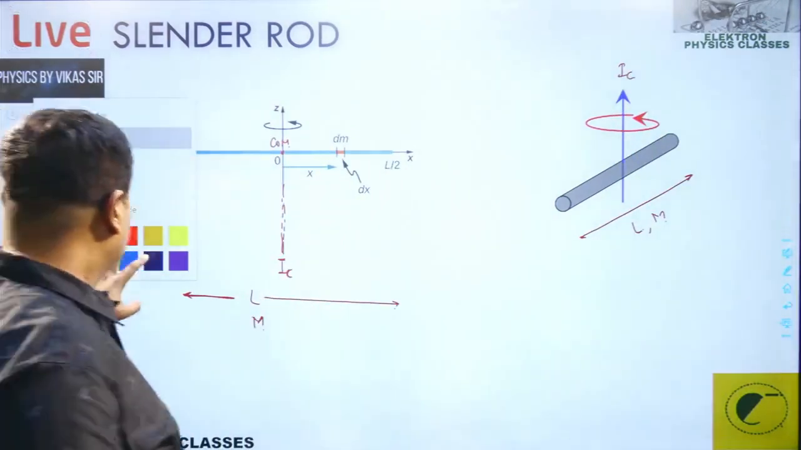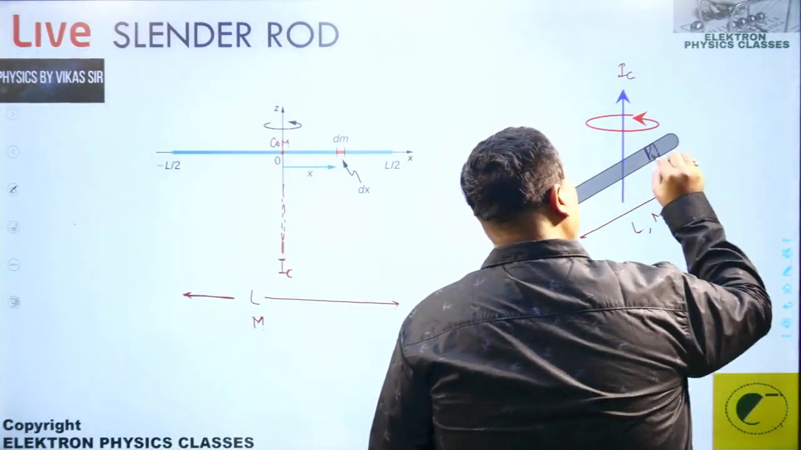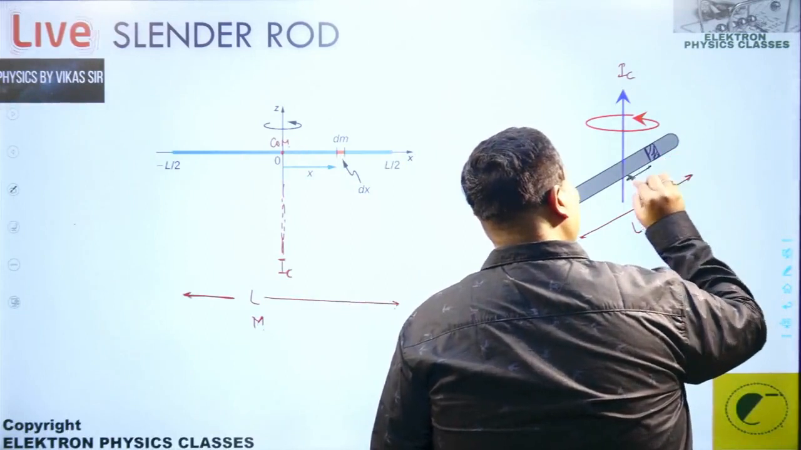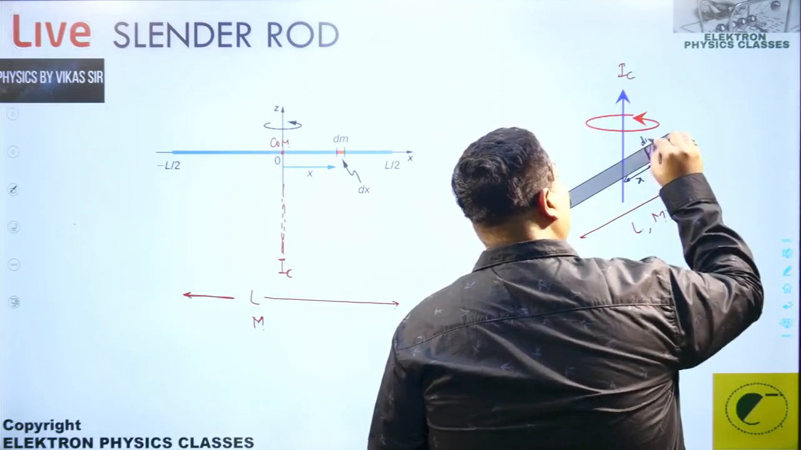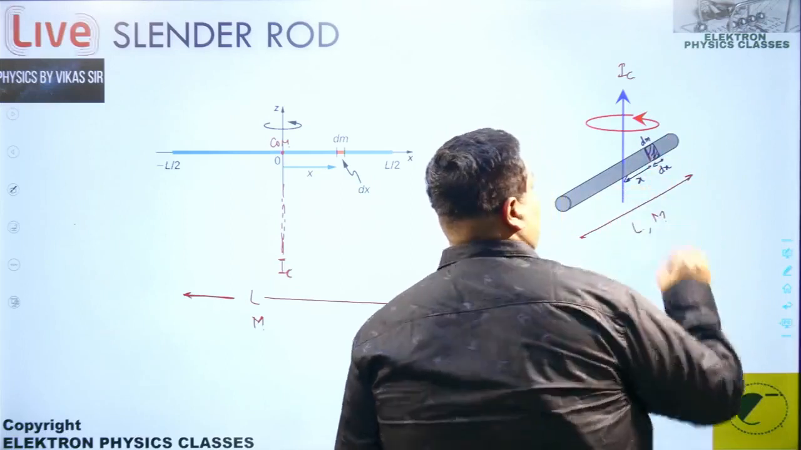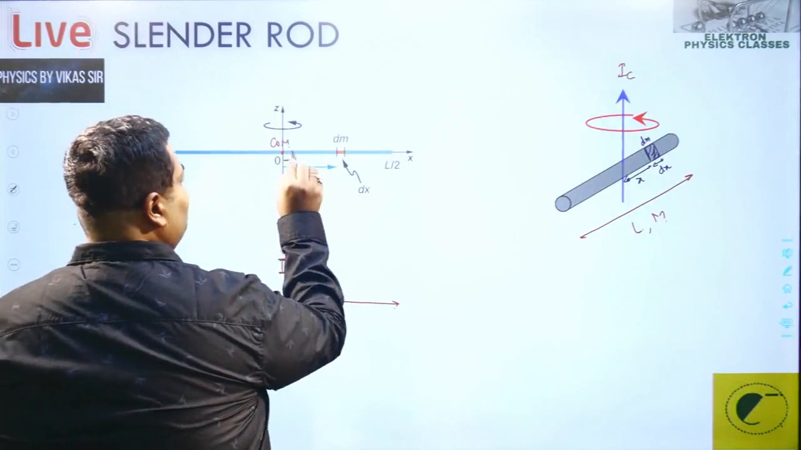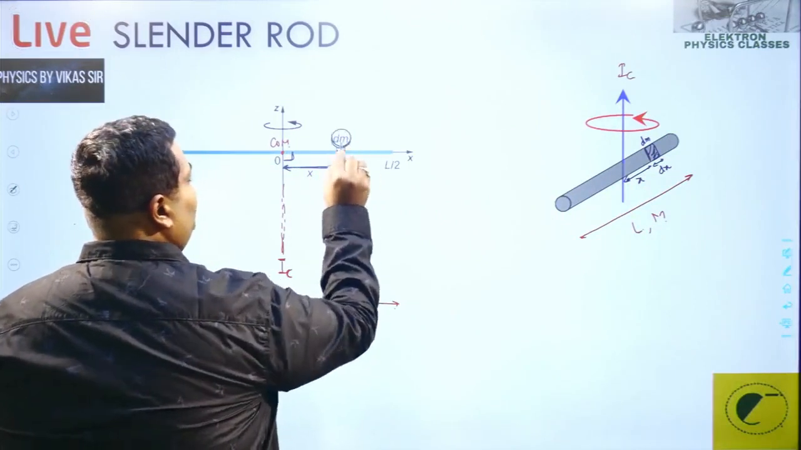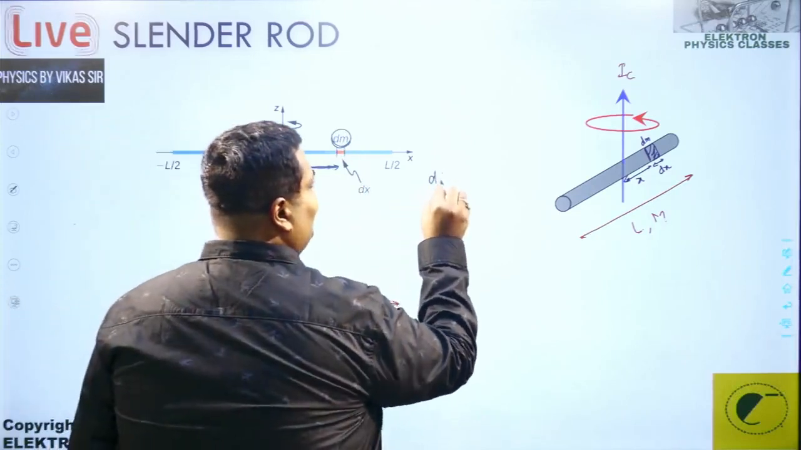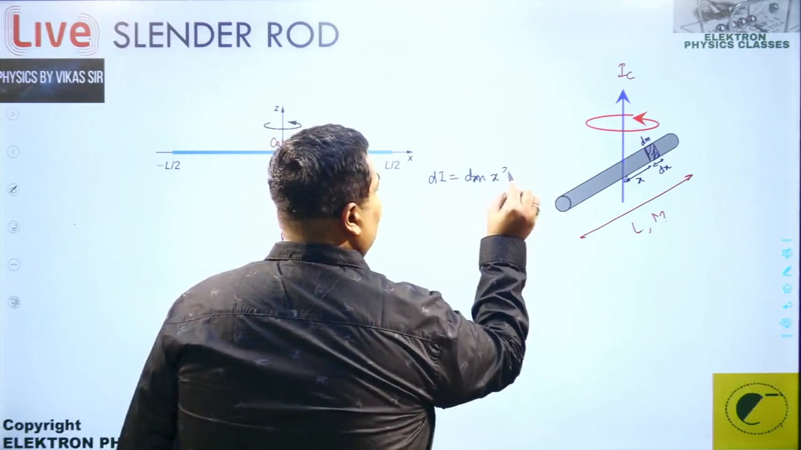We consider a particle here, which is at a distance of x from here, and having a length of dx and having a mass of dm, and checking the perpendicular distance. So that perpendicular distance becomes how much? X. That becomes the perpendicular distance of the dm particle. So what's the moment of inertia of this particle? dI will be equal to dm into x square.